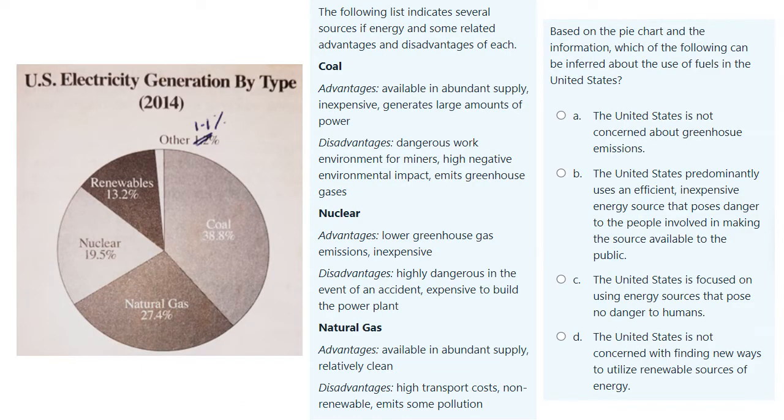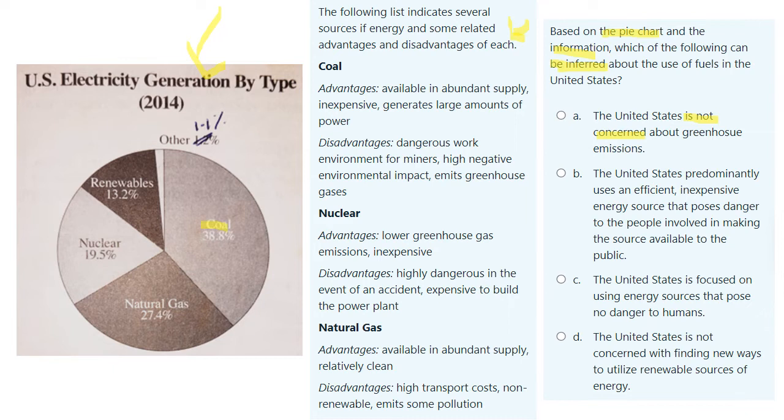For question number 21, we have a question based on a passage and on the pie chart. Now it says, based on the pie chart here and the information here, which of the following can be inferred, which can be guessed, about the use of fuels in the United States. A, the United States is not concerned about greenhouse emissions.